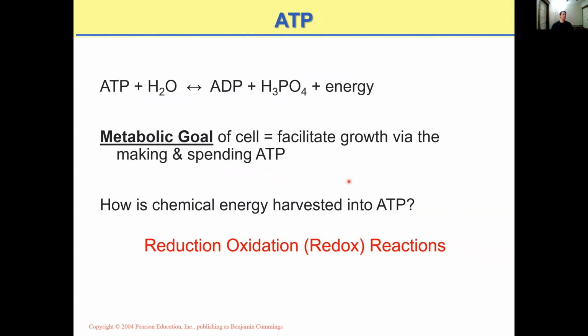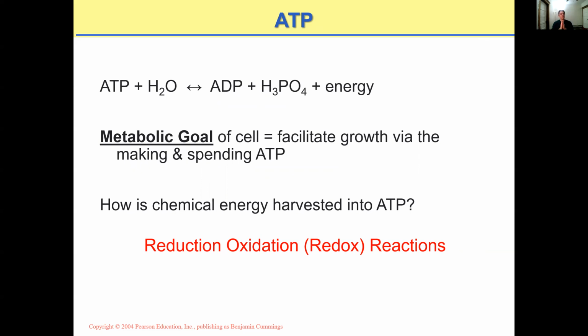So that is what the reaction looks like. And that is essentially what the metabolic goal of the cell is, because it facilitates growth. It facilitates growth via making and spending of ATP. That's really what it all boils down to. That's what all the potatoes are about, or all the money is about. Maybe that's a better phrase you guys might be more familiar with.